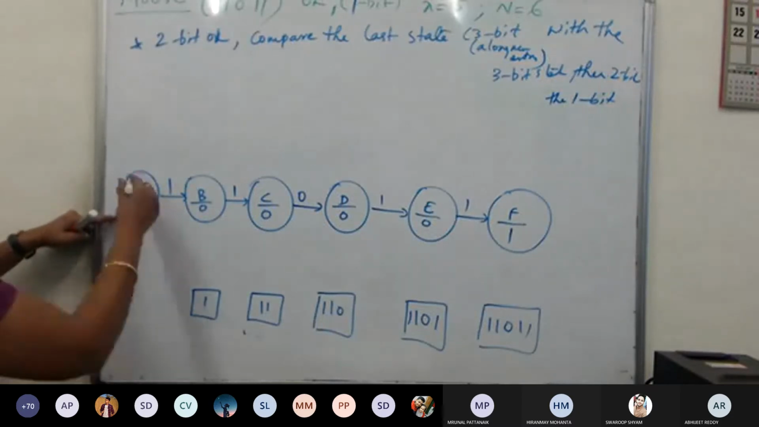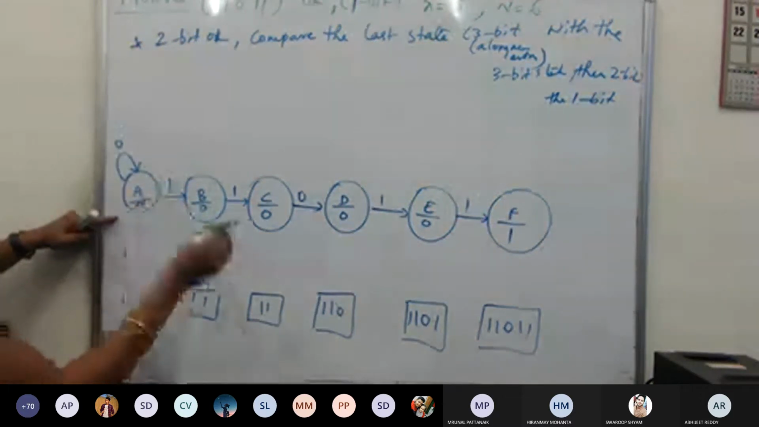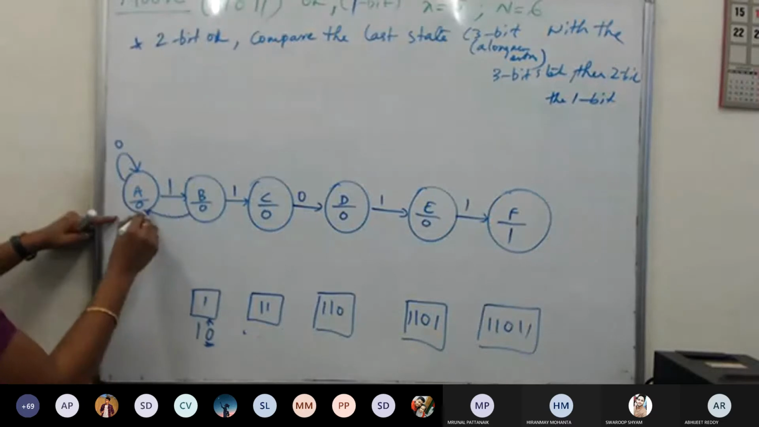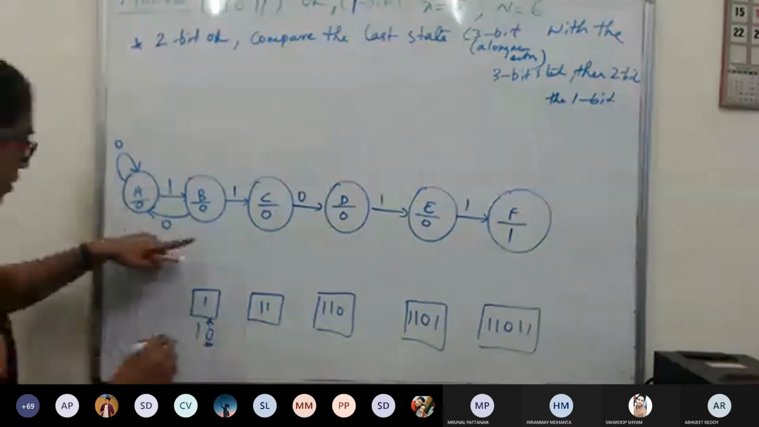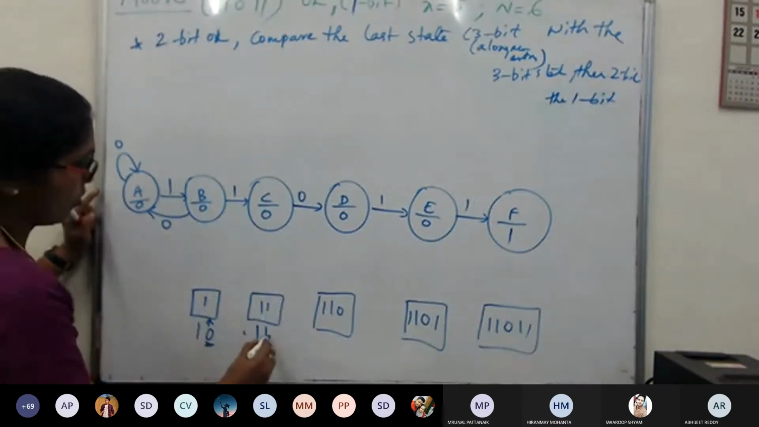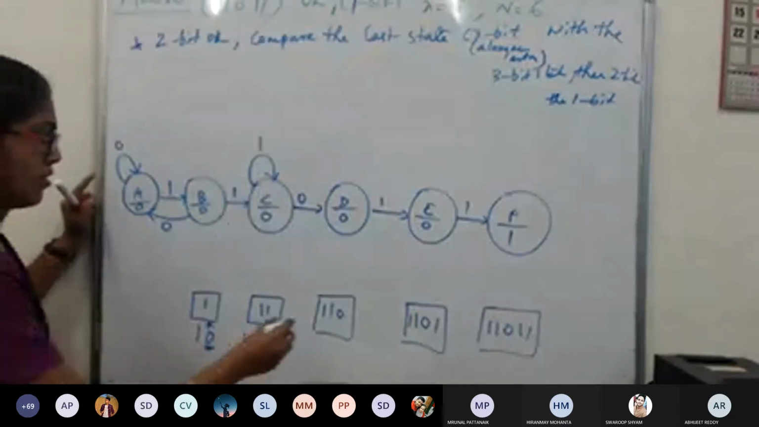So 1 is there. If this is 0, it stays back here, right? The 1 is going, 0 is there. There's a mismatch. Okay, so now see, 0 is there. There's a matching. Very good. Just back here.